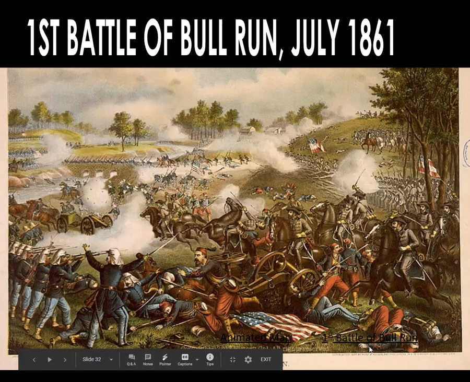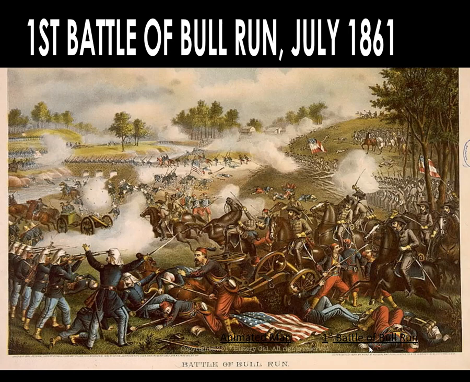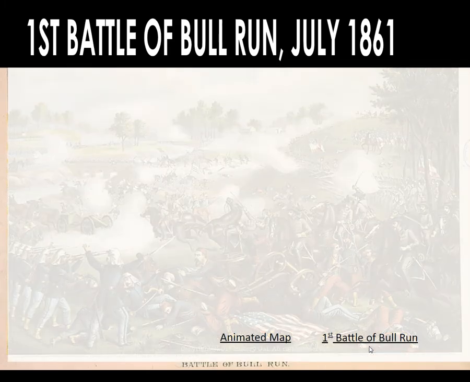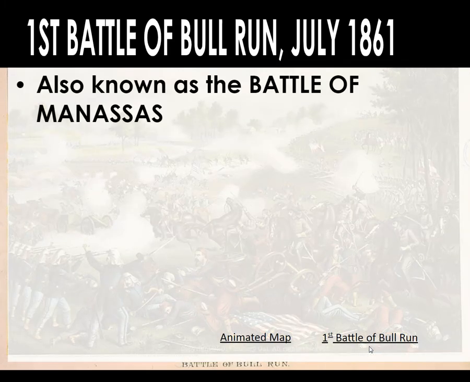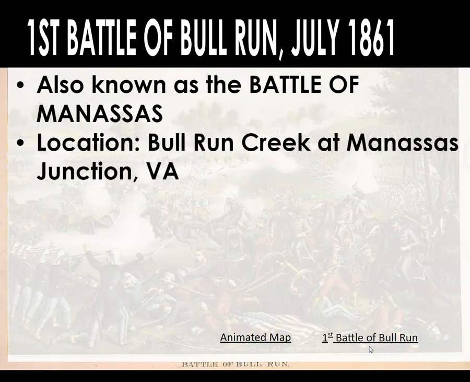In today's episode, not really an episode, but today's notes, we're going to go from the first Battle of Bull Run to the second Battle of Bull Run. So the first Battle of Bull Run is going to occur in July 1861. It is also known as the Battle of Manassas, so don't get the two confused. Location: Bull Run Creek in Manassas Junction, Virginia.